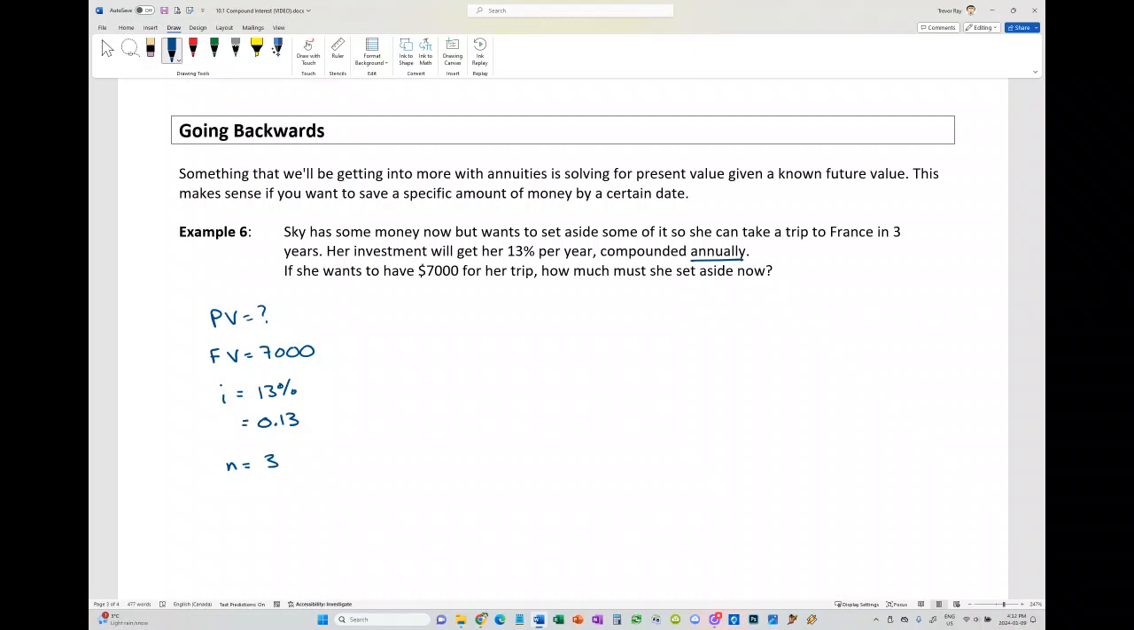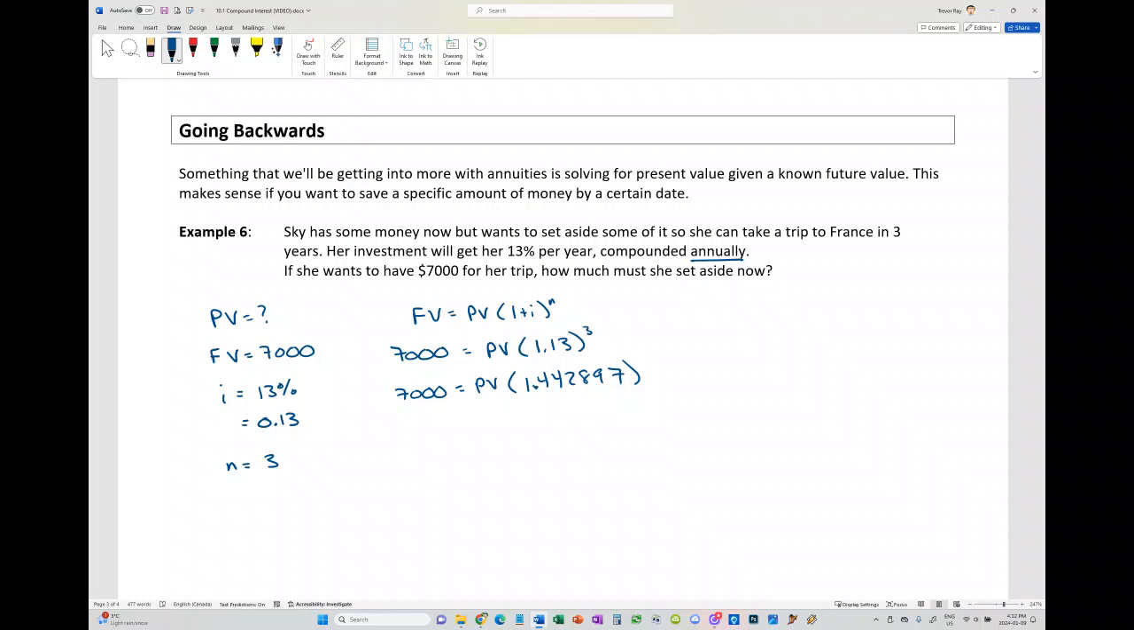Okay, so now we just use our equation again. Future value equals present value times 1 plus I to the n. In this case, we know the future value is 7,000, and the present value is the unknown. This part here will be 1.13 cubed. We can simplify that a little on the right-hand side. So we're going to write this as 7,000 equals present value times 1.13 to the exponent 3, which is 1.442897. That's probably more decimal places than we need, but what the heck.